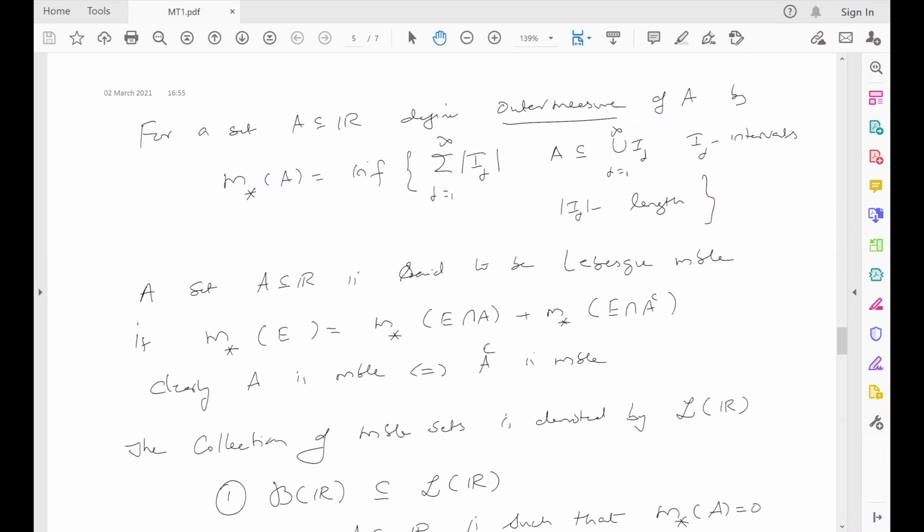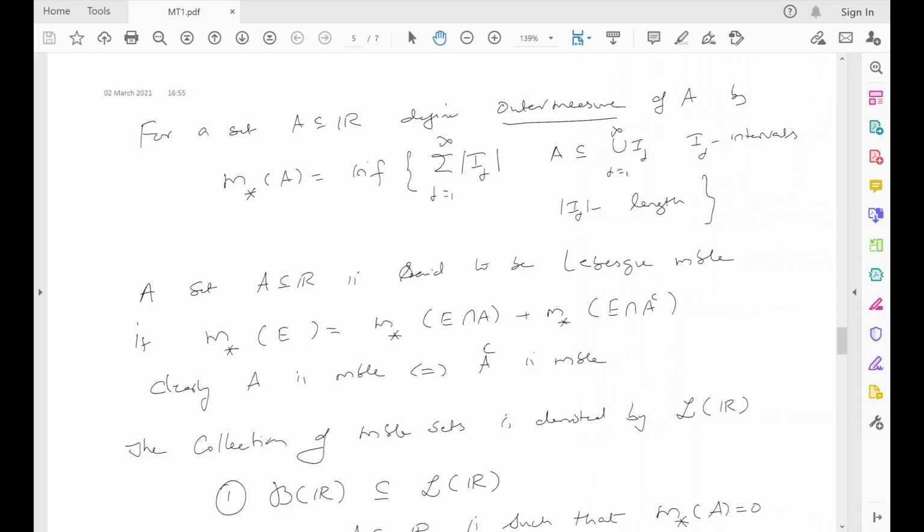A set A contained in R is said to be Lebesgue measurable if m star of E, so remember m star of E is defined for every E, okay, is equal to m star of E intersection A plus m star of E intersection A complement. So notice E intersection A and E intersection A complement are disjoint, and you are saying A is so nice that this disjointification adds up to the total thing every time, right? Whatever E is, this is going to happen. Such a set is called a Lebesgue measurable set. So E is an arbitrary subset of the real line, okay.